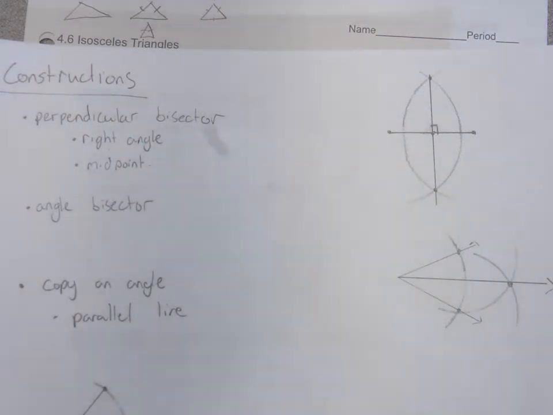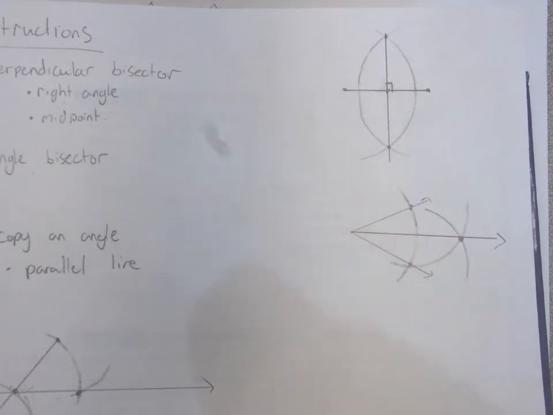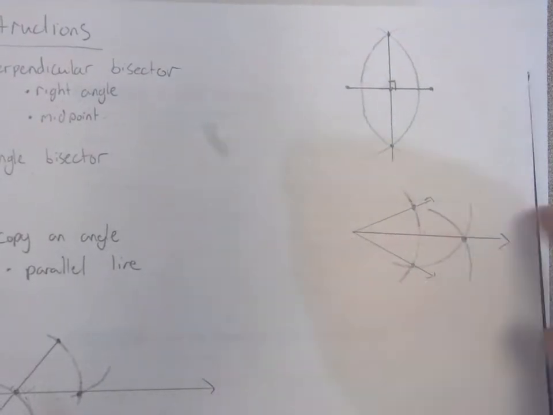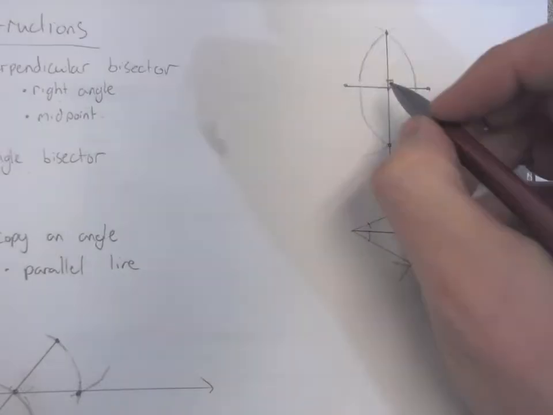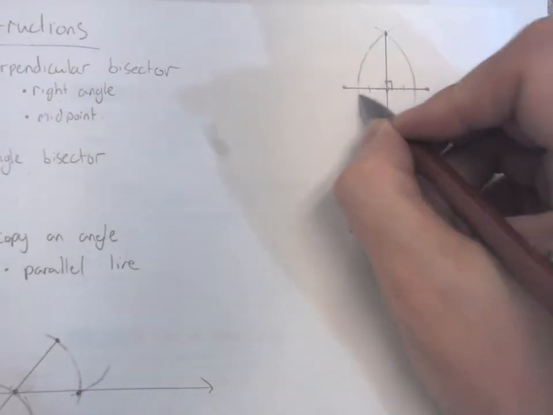The other constructions we talked about were angle bisector, which was a similar idea. We cut the angle in half. So when we have an angle bisector, we get two congruent angles. We have a segment bisector, we get two congruent segments.